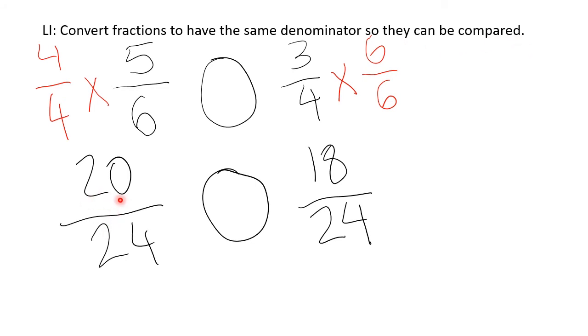Which is bigger, 20 or 18? Obviously, 20 is bigger, so my symbol will be as follows. 20/24ths is bigger than 18/24ths, or 5/6 is bigger than 3/4.